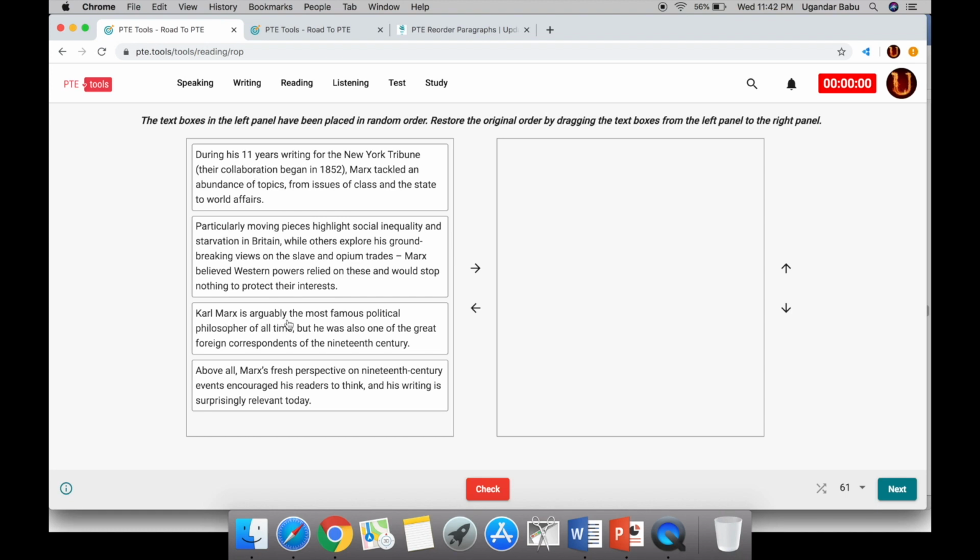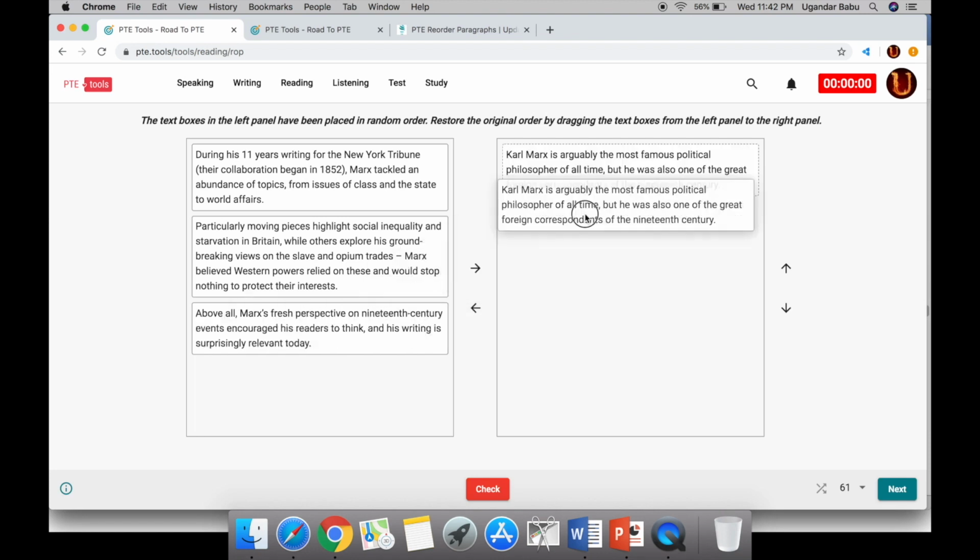Karl Marx is arguably the most famous political philosopher of all time, but he was also one of the great foreign correspondents of the 19th century. This can be the independent sentence. We will read the last one as well. Above all, Marx's fresh perspective on the 19th century. So this is also the supporting sentence. So this should be the first sentence.